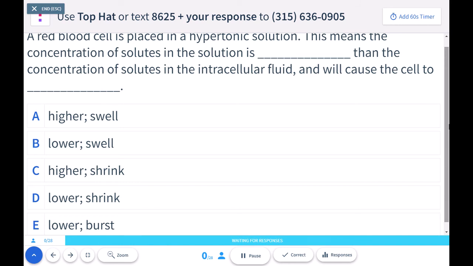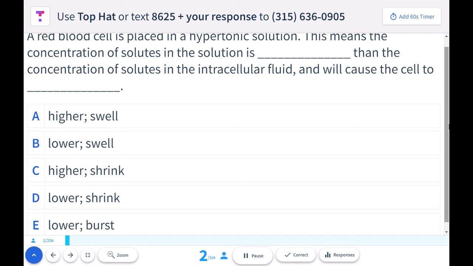If we take a red blood cell and place it in a hypertonic solution, this means the concentration of solutes in the solution is blank, then the concentration of solutes in the intracellular fluid, and it will cause the cell to blank. So let's see how we're doing for comprehension.